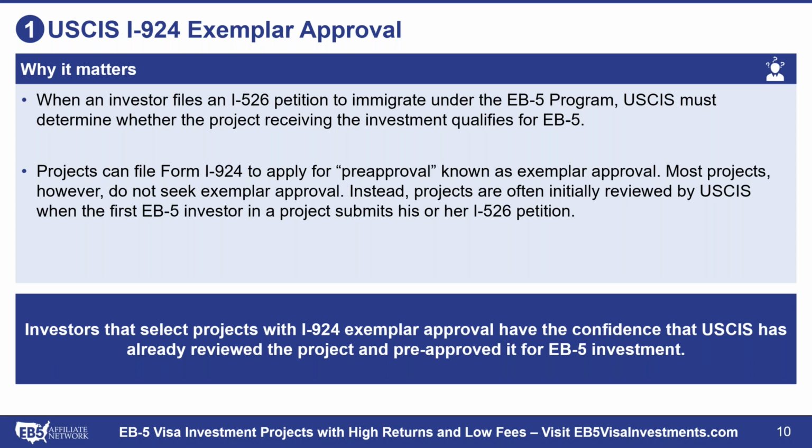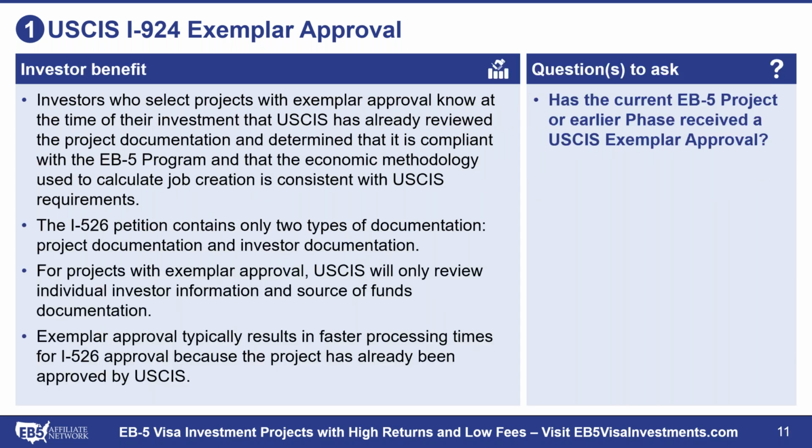So as an investor, when you're applying for an EB-5, you submit an I-526 form. Within your form, there are 2 different portions. One is the project itself, and the second half is about you, the investor, and your source of funds. If the project has this I-924 exemplar approval, and it means the project is pre-approved, then you've taken all of the risk away on the application from the project side. And the primary thing that the government is going to focus on is you personally in your petition and your source of funds.